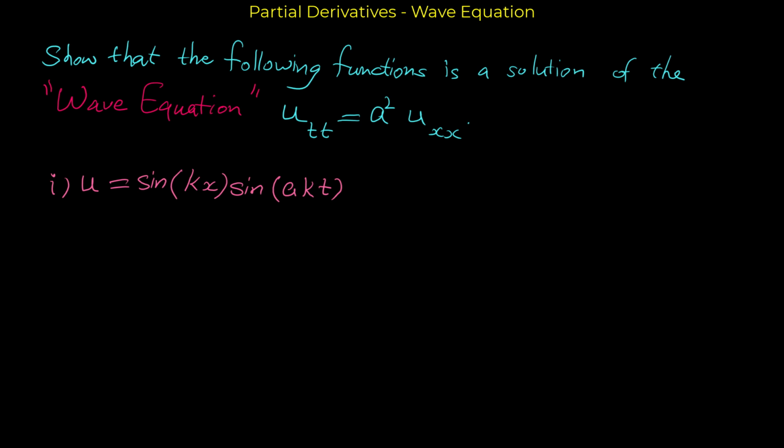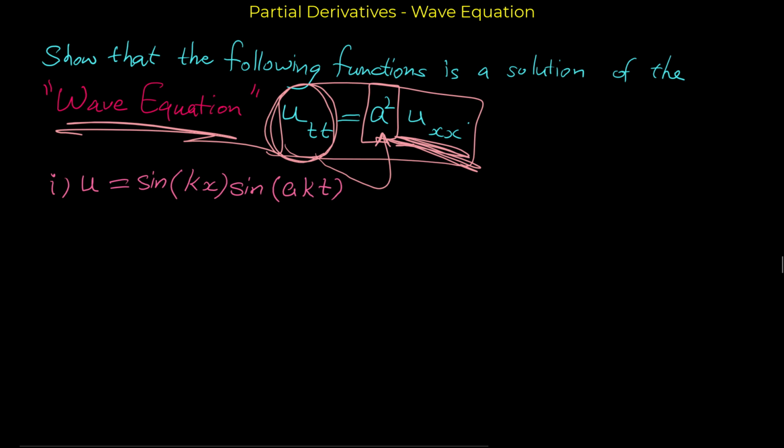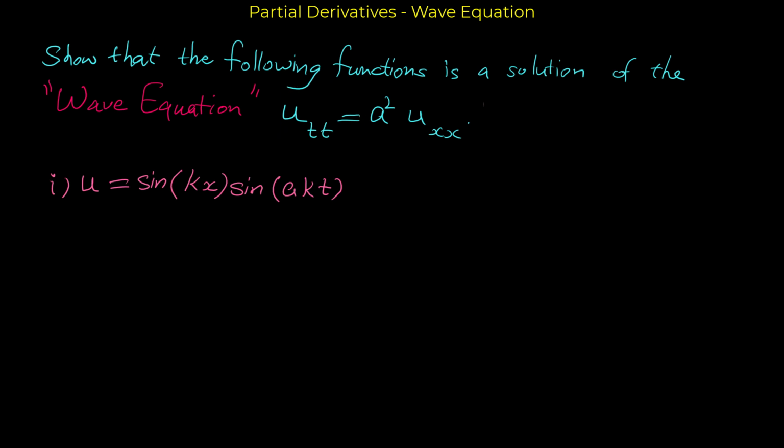In this video, we want to show that the following functions are solutions of this equation. This equation here is famous as the wave equation. The wave equation is this: the second partial derivative of the function with respect to t is equal to a squared, where a is a constant, a number, times the second partial derivative of the function with respect to x.